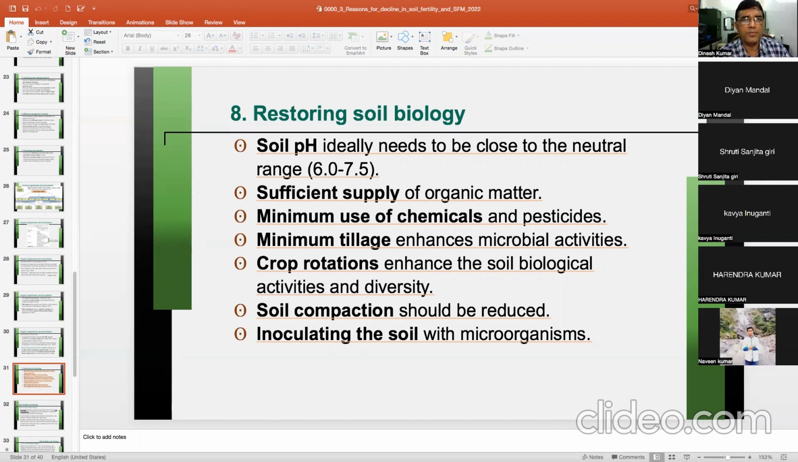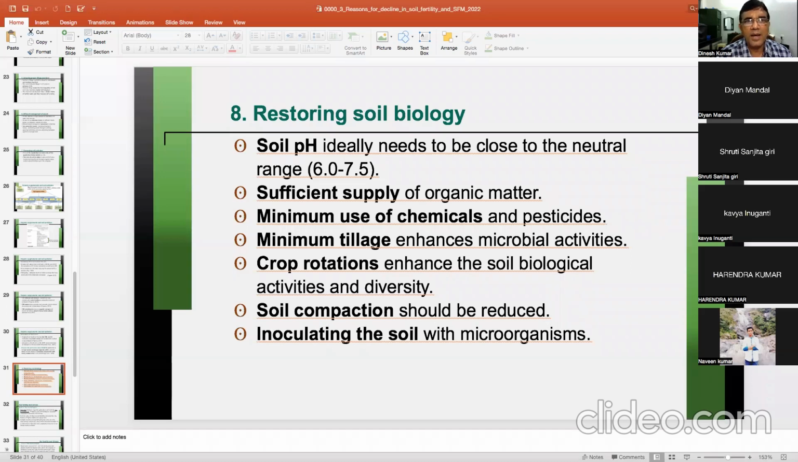Which group of microbes has maximum population in soil? You have several groups of microbes. Which group has the maximum number? Bacteria, sir. So you forgot the bacteria, I think. So what pH is loved by bacteria? Generally neutral pH up to 8. Generally neutral, meaning in general they prefer alkaline pH.